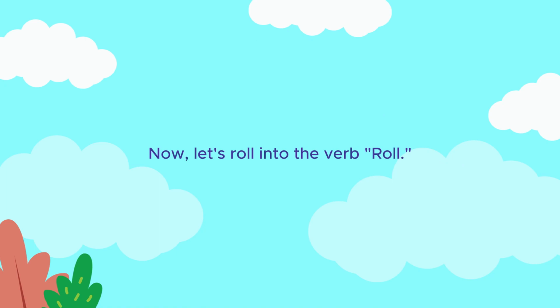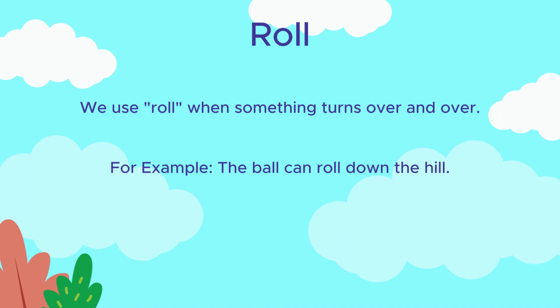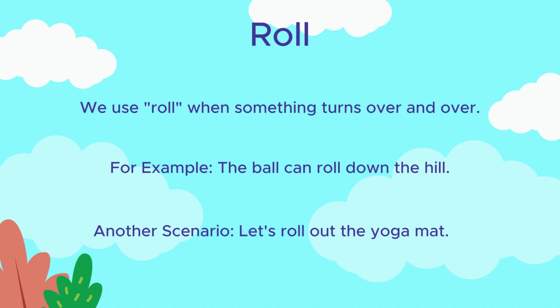Now, let's roll into the verb roll. Repeat after me, roll. We use roll when something turns over and over. For example, the ball can roll down the hill. Another scenario, let's roll out the yoga mat.